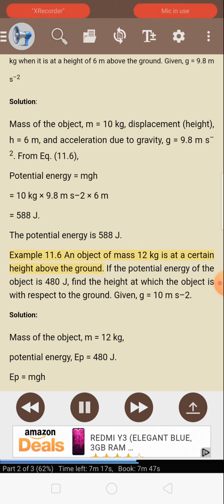Example 11.6. An object of mass 12 kilograms is at a certain height above the ground. If the potential energy of the object is 480 J, find the height at which the object is with respect to the ground. Given g equals 10 m/s². Solution. Mass of the object m equals 12 kilograms.